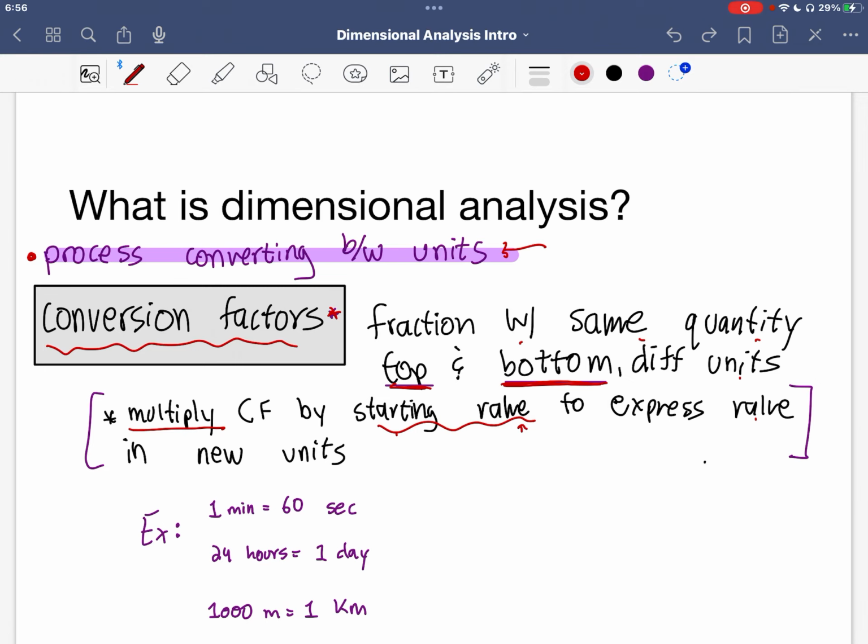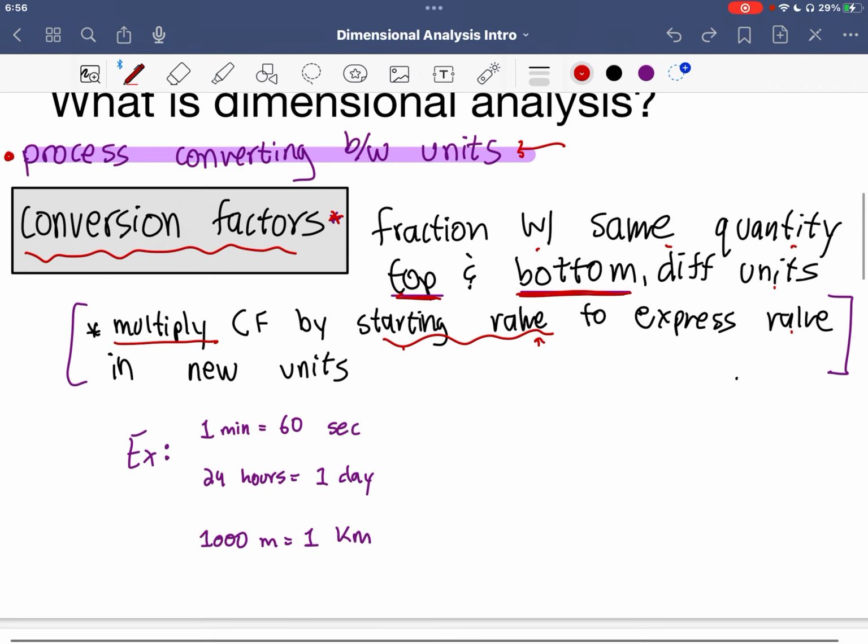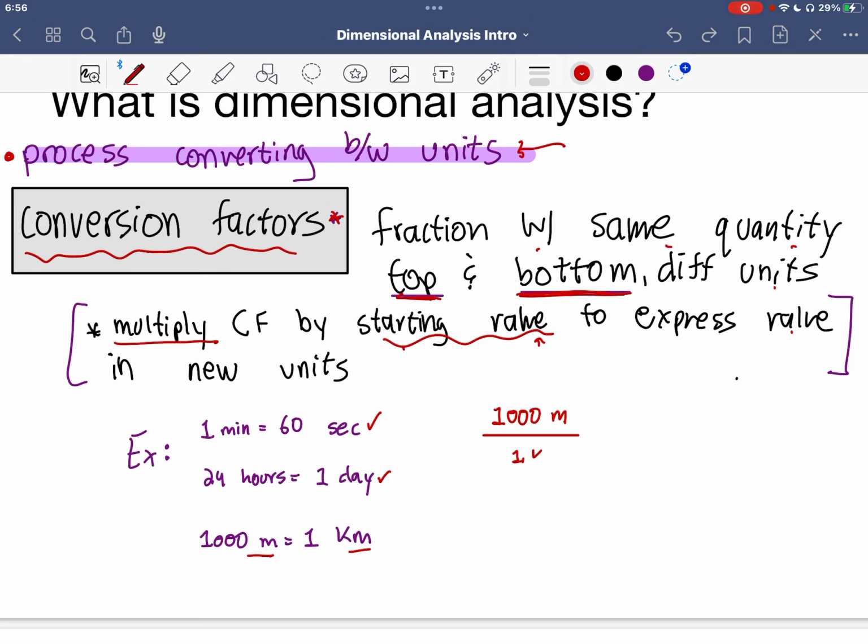So I've set up some conversions. I haven't actually written them as fractions yet, but some conversions that you already know. For example, 1 minute is equal to 60 seconds. 24 hours is equal to 1 day. 1,000 meters is equal to 1 kilometer. So if I were to set that up as a fraction, well, 1,000 meters over 1 kilometer, these two values are exactly the same distance.